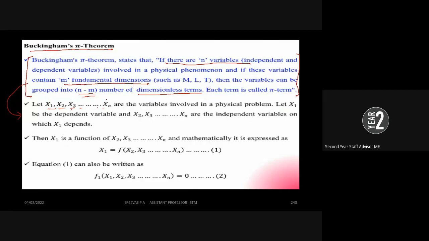And the remaining variables x2, x3 and xn, these all are independent variables.